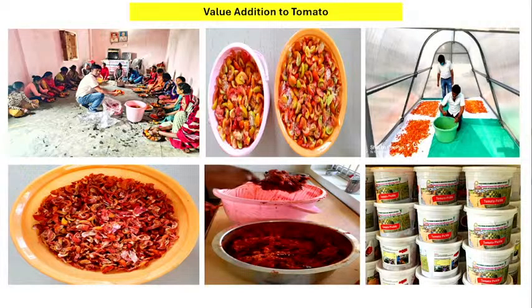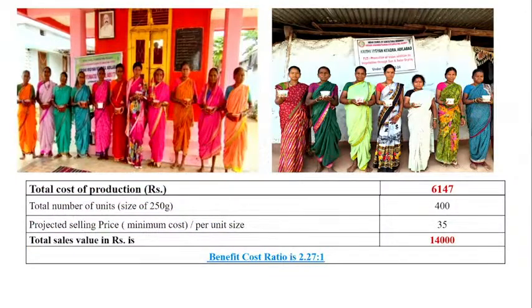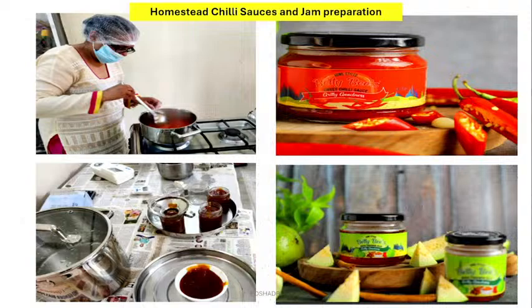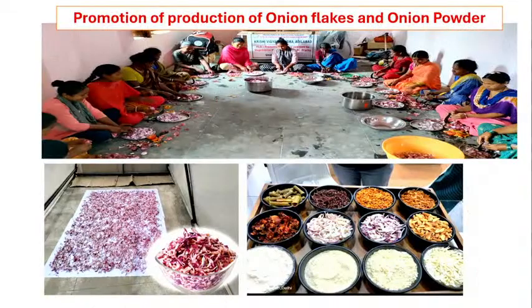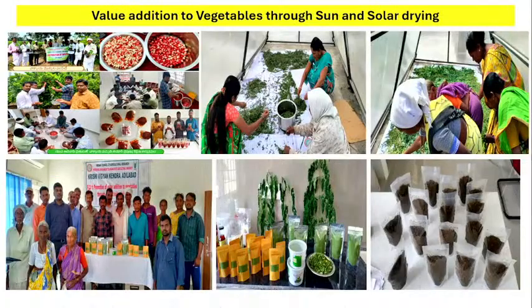We are also promoting Mahua value addition and Mahua beverages. Soybean is also a major crop. Tomato is a major crop in the tribal area, and we are promoting value addition when the glut season of tomatoes causes prices to drop. Then we are encouraging farmers to go for value addition of onion when prices drop. Next. We are also promoting drumstick leaves value addition and solar drying.